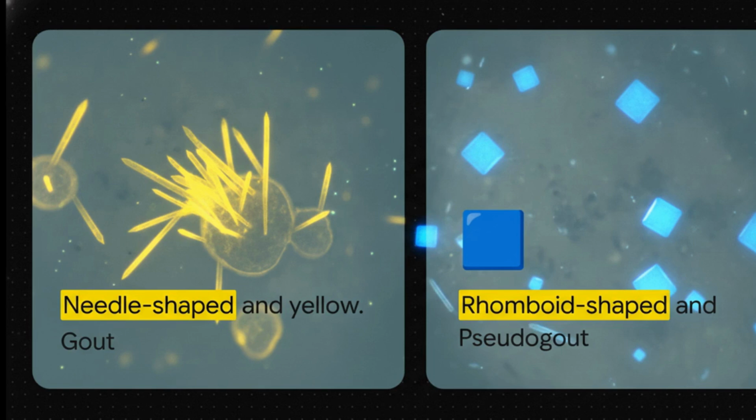Because they're negatively birefringent, they appear bright yellow when parallel to the light compensator. But wait, there is an imposter. Pseudogout. It causes very similar clinical pain, but is actually caused by calcium pyrophosphate crystals. Under the microscope, these guys are rhomboid-shaped and appear blue when parallel to the light. It's an incredible microscopic showdown that completely dictates how a doctor is going to proceed with treatment.